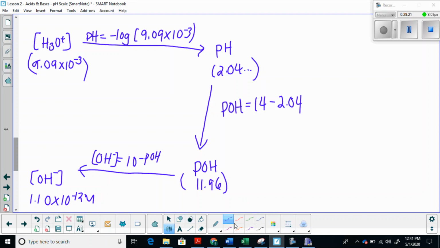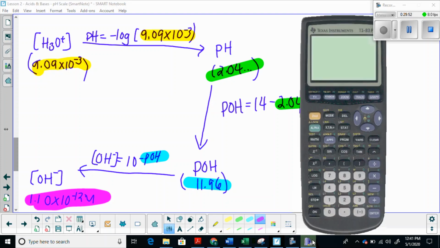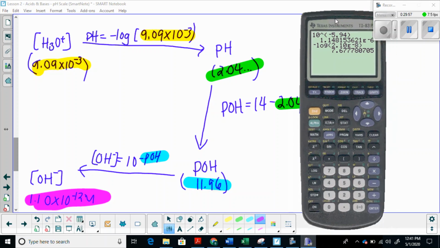Let's review this. I'm going to get a highlighter out. Start with this. We use it. It gives us pH. Then we use pH, and it gives us pOH. We use pOH, and that gives us our final hydroxide answer. I'm going to walk this one through once with the calculator with you, and then that'll make some more sense.